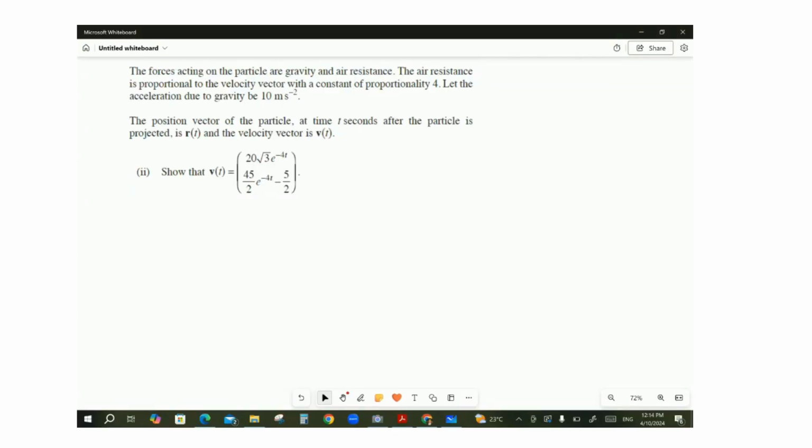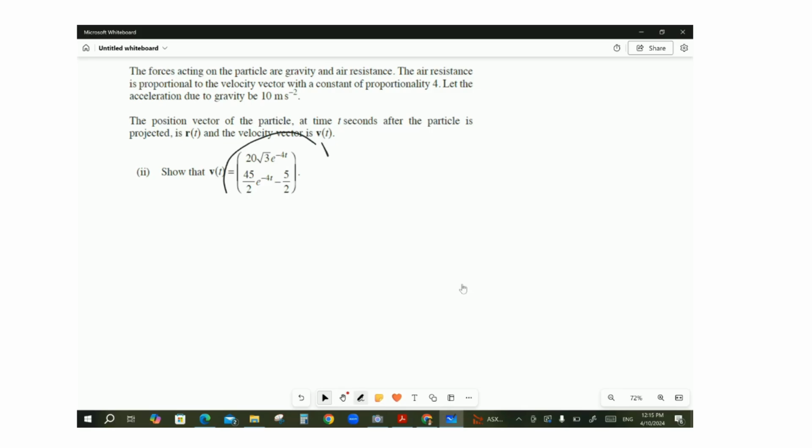Now let's go to 13C part 2, that is: the forces acting on the particle are gravity and air resistance. The air resistance is proportional to the velocity vector with a constant of proportionality 4. Let the acceleration due to gravity be 10 meters per second squared. The position vector of the particle at time t seconds after the particle is projected is r(t) and the velocity vector is v(t). We have to show that the velocity vector is that one.